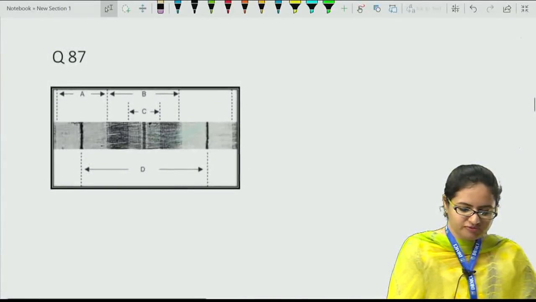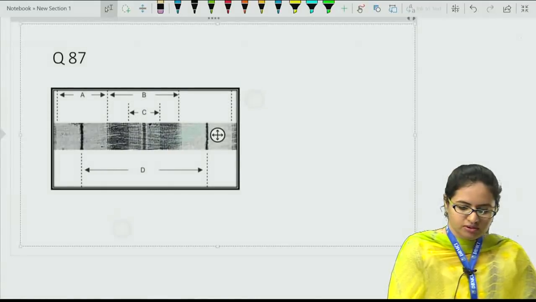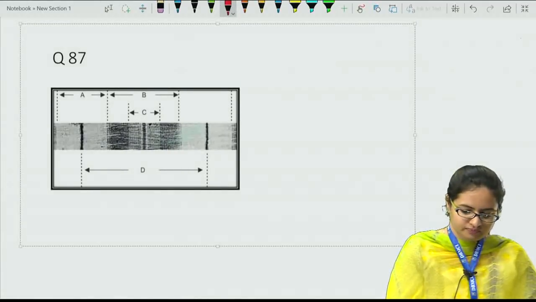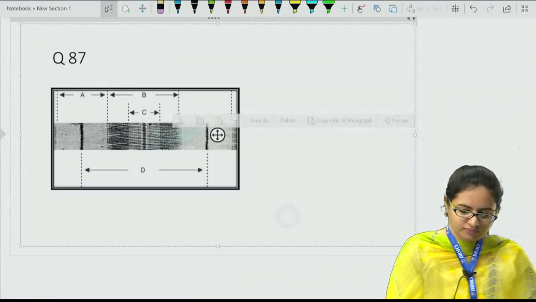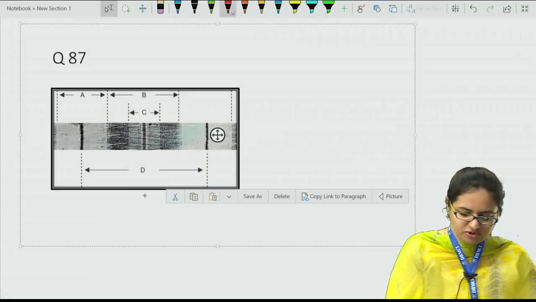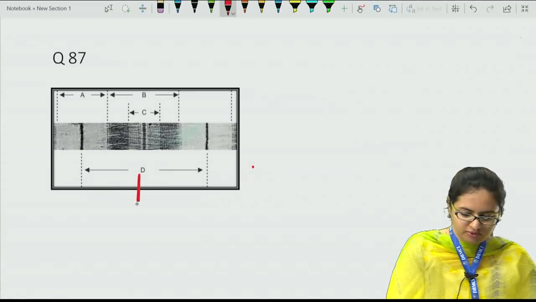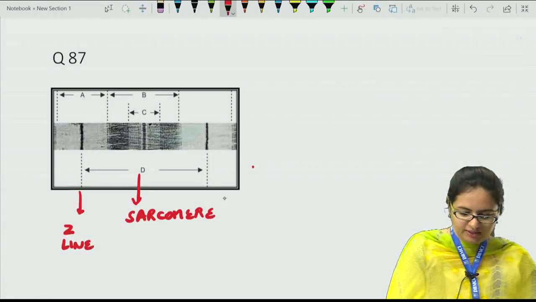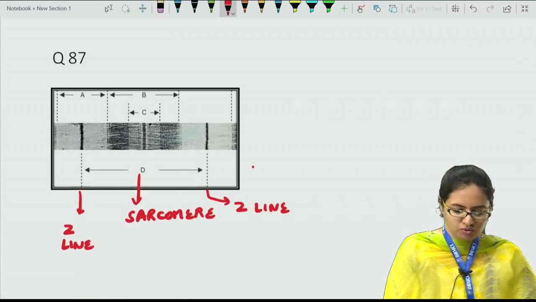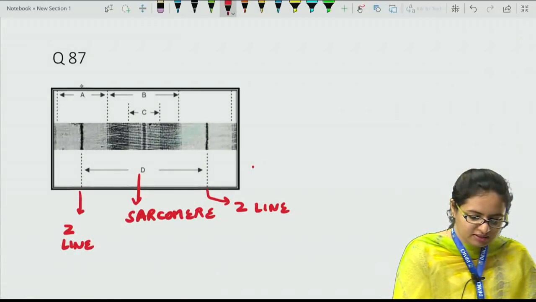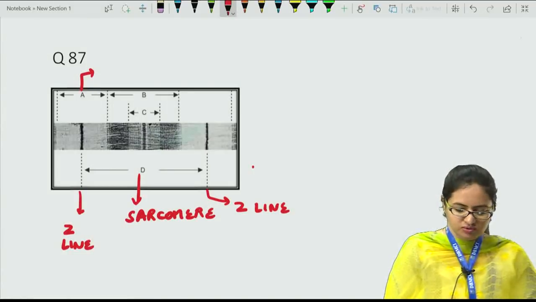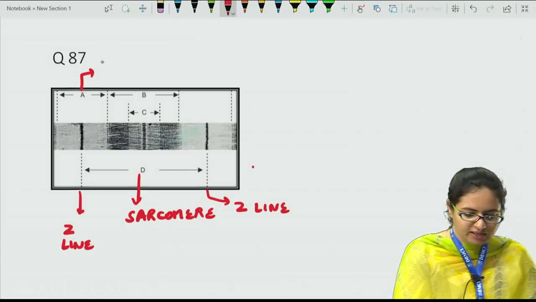In question 87, if we identify these various portions, D is the sarcomere, which lies between the two Z lines. This is a Z line and this is the other Z line. A is the portion adjacent to the Z line, and this is the I band.